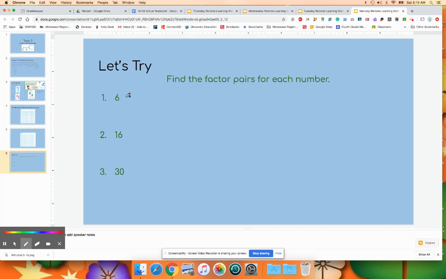So the factor pairs of 6 would be 1, and I think they use the words today, 1 and 6. I'm not going to write "and" every time. It would be 6 and 1. I'll just do a comma. And then 2 and 3 and 3 and 2. I think that's how they're going to present it to you today. They'll do 1 and 6, 6 and 1, 2 and 3, 3 and 2.